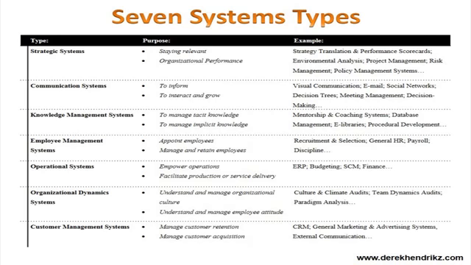Employee management systems, these are your recruitment, selection, general HR systems. Then we've got our operational systems. These are commonly known as ERP, enterprise resource planning, budgeting, supply chain management, finance. Then we've got our organizational dynamic systems. This is to understand the culture of the organization, culture and climate audits, paradigm analysis, etc.